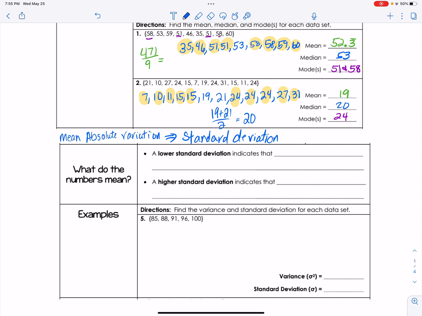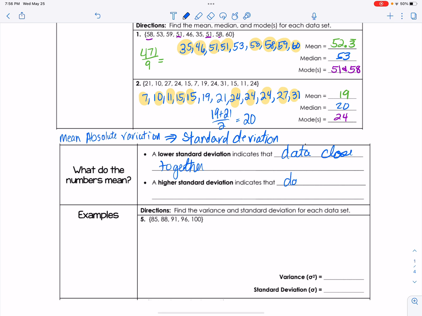Okay, so let's just talk about what a standard deviation means. If it's a low number, that means that your data set is close together. So when I give a test, I would like this to be a low number because the data set is close together. And if it's a higher standard deviation, that means the data is more spread.